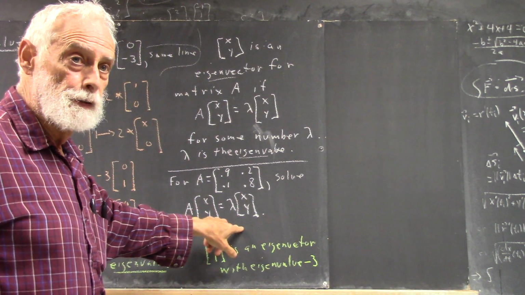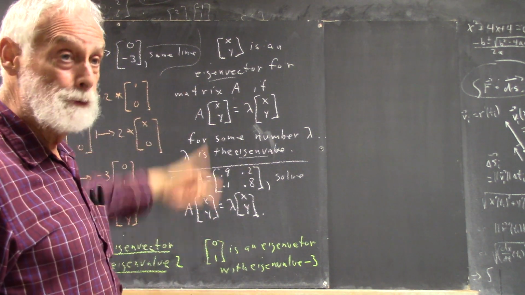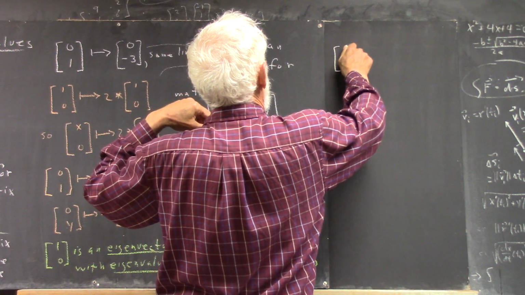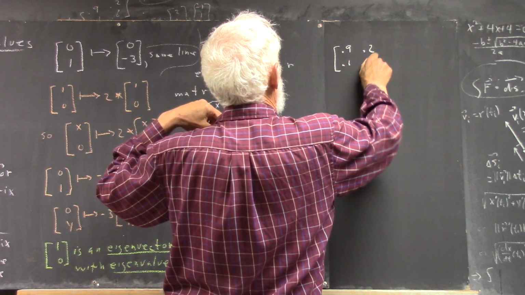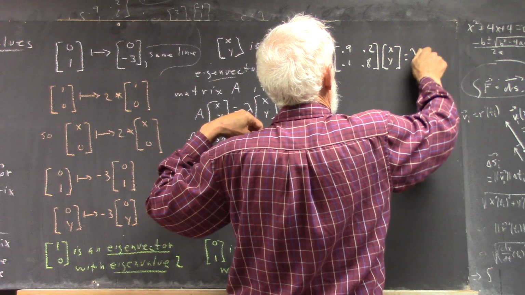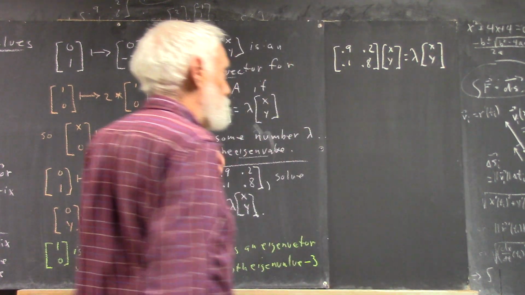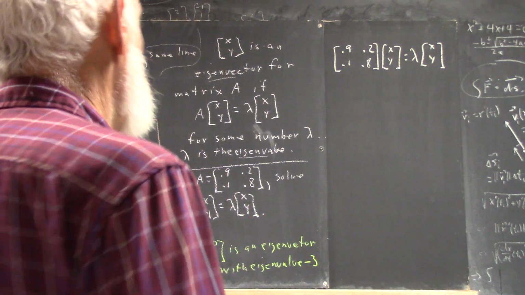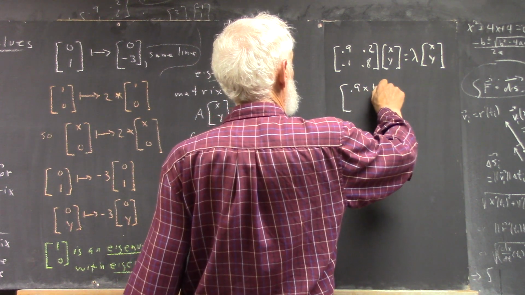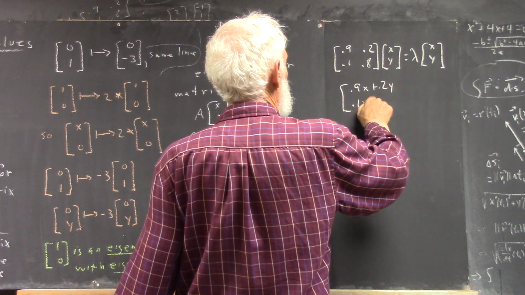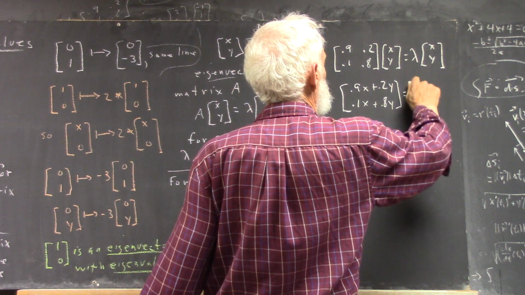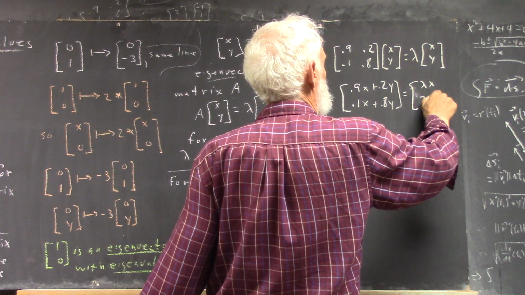Okay, well, what is this? We can write this out. We can replace A by the matrix, right? So this says that the matrix with rows 0.9, 0.2 and 0.1, 0.8 multiplied by (x, y) equals lambda times (x, y). Now, if we multiply this out, the rows times (x, y) tell us that 0.9x plus 0.2y, 0.1x plus 0.8y has to equal, and we can multiply this out, lambda x, lambda y.